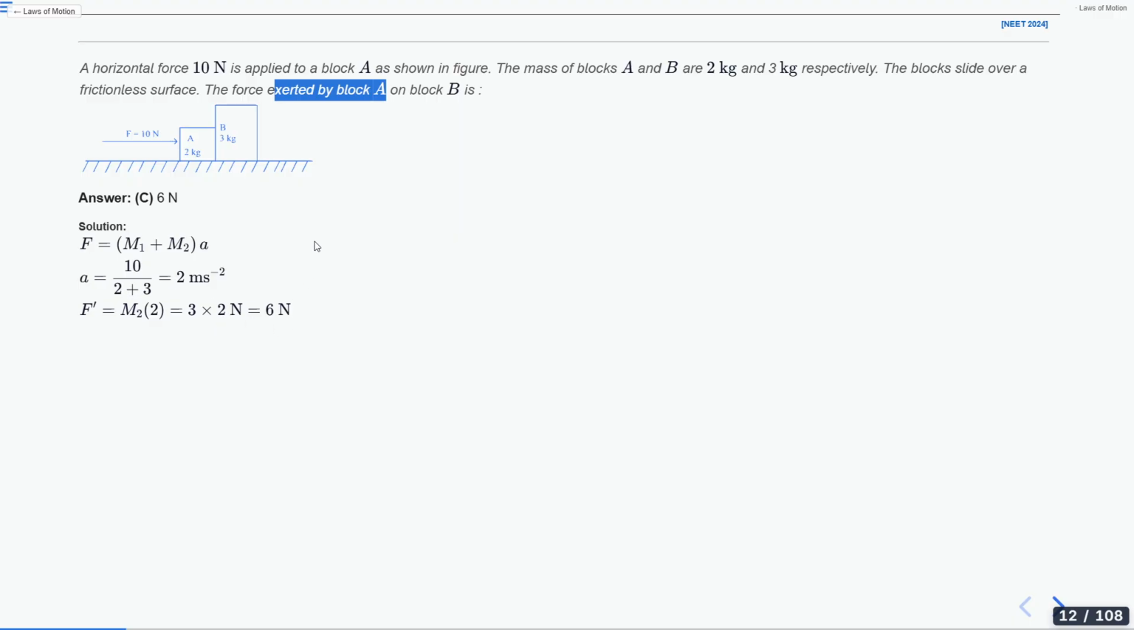So it will be 6 Newton. So this was the correct answer. Those who have answered it correctly, thank you for answering it. Those who have not answered, please check your calculation again.